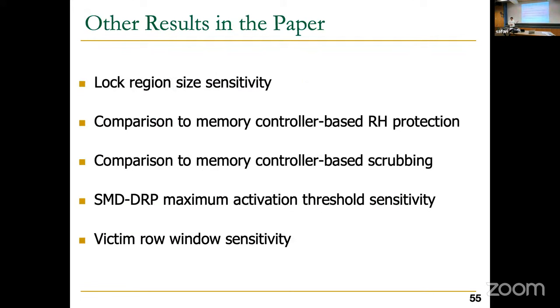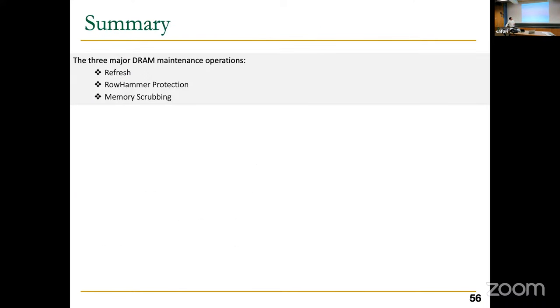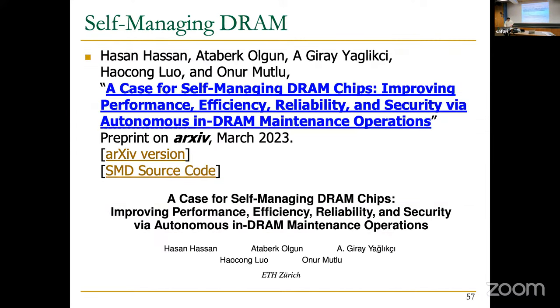There are more details in the paper, like how the performance benefits and energy benefits change with lock region size. We compare SMD to memory controller-based RowHammer protection mechanisms and scrubbing, and DRP, deterministic RowHammer protection. We also analyze how the benefits change with the maximum activation threshold. This is a parameter you would configure according to your DRAM chip's RowHammer vulnerability. And then there's the victim row window sensitivity study. So I'll skip this and I'll refer you to our paper if you're interested in it. Do you have any questions about SMD?